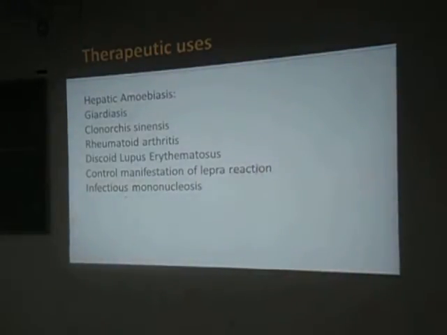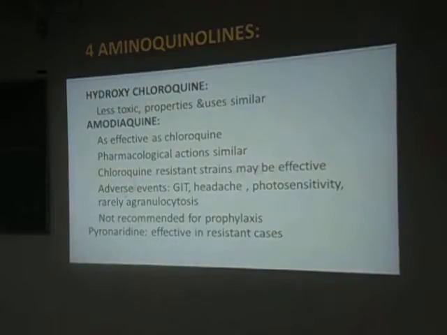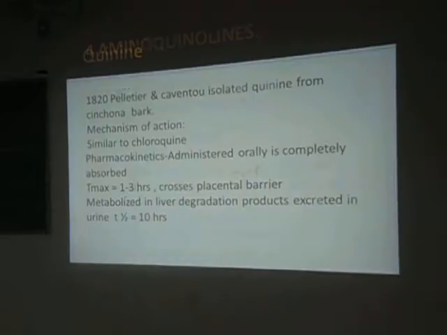So therapeutic uses, there are a lot more compared to the other drugs. Most commonly we use it for malaria. Other than that, we find its use in rheumatoid arthritis, hepatic amoebiasis, discoid lupus erythematosus, all these things. Again, we have hydroxychloroquine, most commonly used for the purpose of rheumatoid arthritis. Comparatively less toxic.